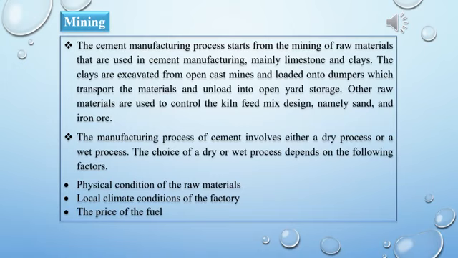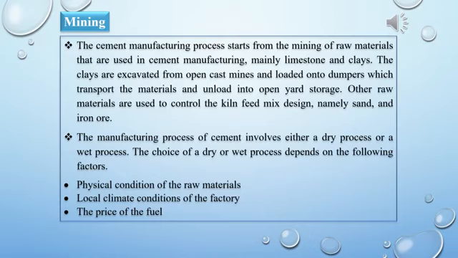So students, what he said in this point? Students, he said that the raw material for the production of cement is excavated and transported to the industry. The raw material for the cement production is limestone and clay. The other raw material which is used to control the kiln feed mixture is sand and iron ore.